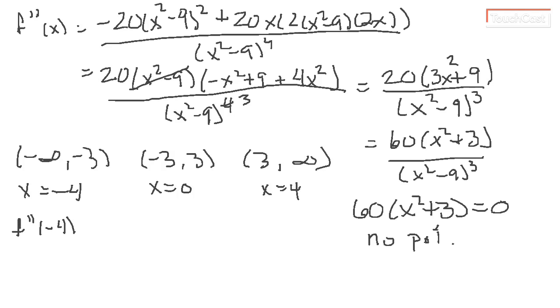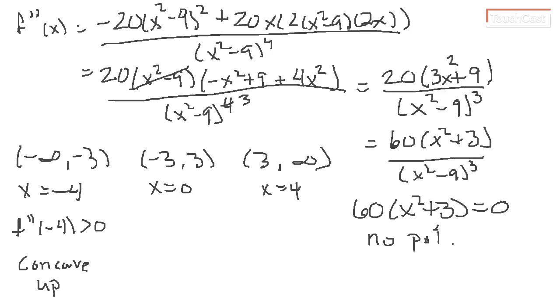I put that in for x into 60 times x squared plus 3 over x squared minus 9 cubed, well, negative 4 squared is 16. 16 plus 3, 19 times 60 is a real big positive number. 16 minus 9 is 7. If we cube 7, it's a positive, so that means this is greater than 0, so we are concave up in this case.